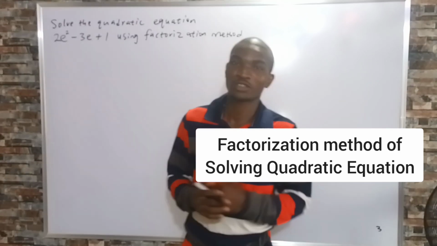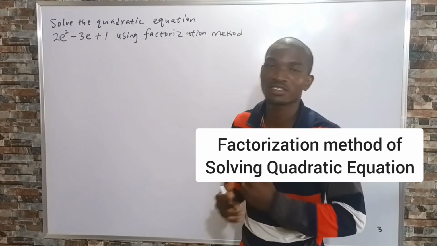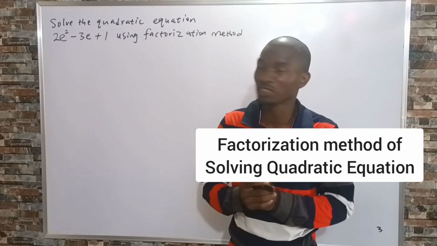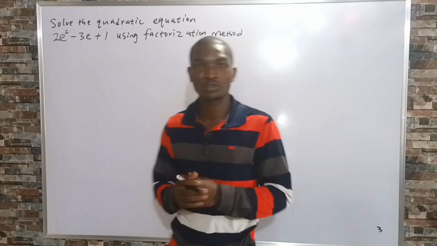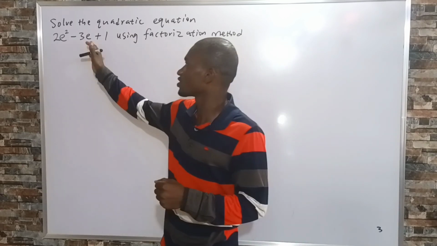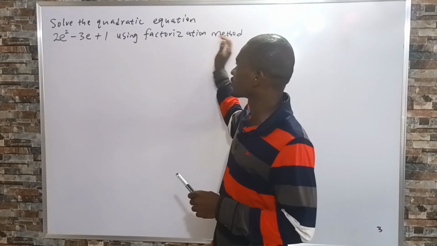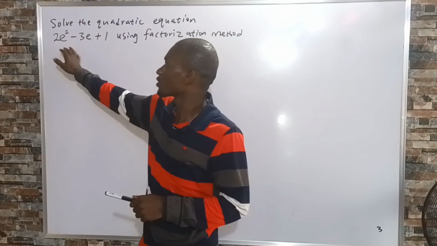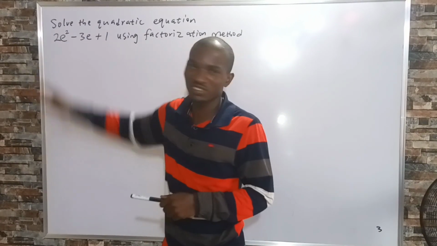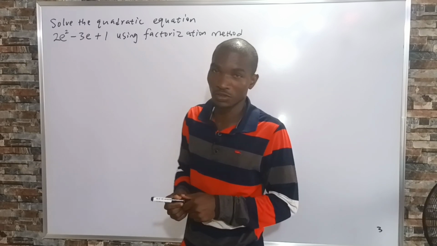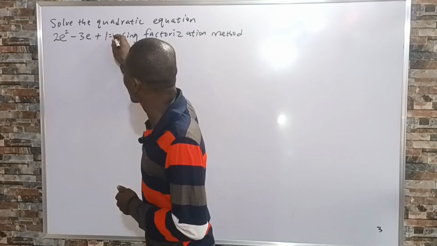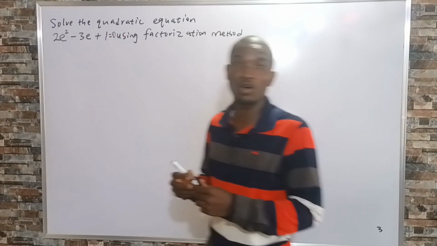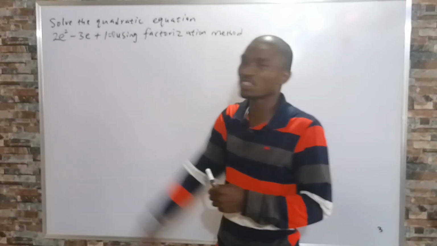In my previous video, I taught you how to factorize a given quadratic expression. But in today's video, we shall look into how to solve a given quadratic equation using the factorization method. Now, the way these terms are here, it is a quadratic expression because it's not equal to zero. But once you equate it to zero, or to any ordinary number or constant, it's now a quadratic equation.